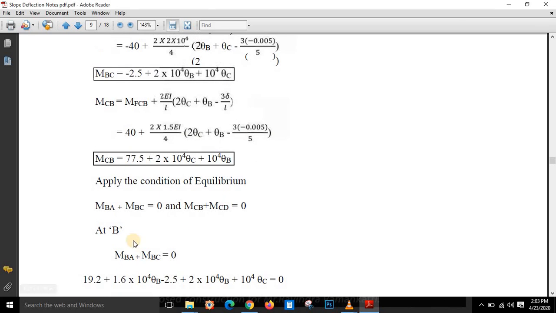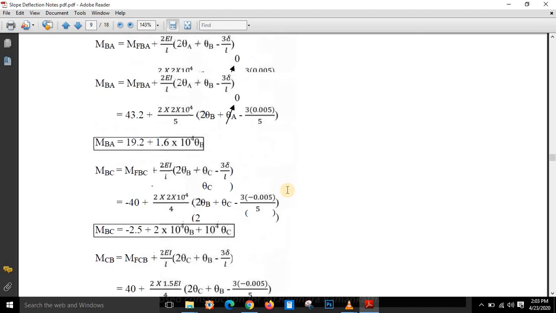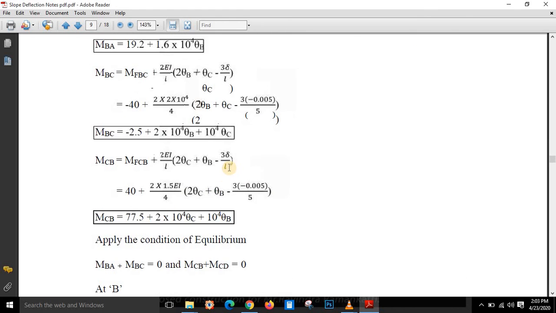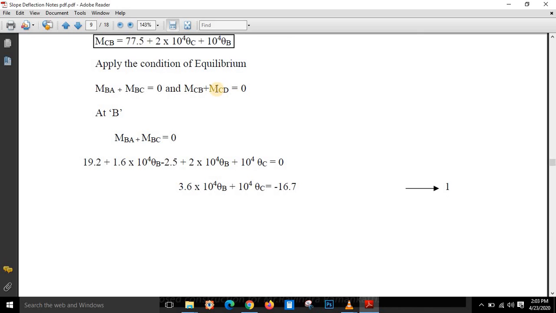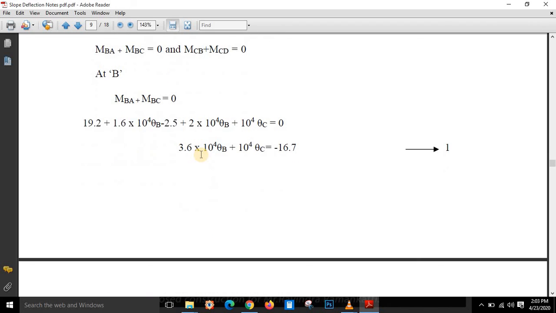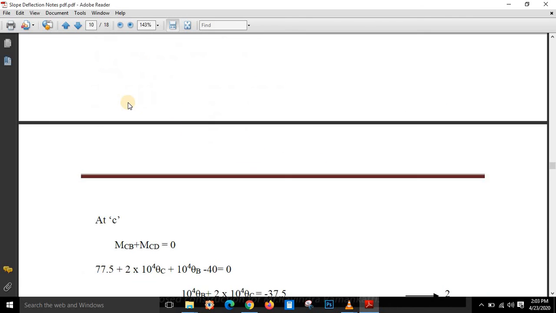Next, apply the equilibrium equations. So at joint B, the MBA and MBC both should be equal and opposite, and their sum should be equal to 0. Again, here you can see MCB plus MCD. At this joint we have considered MCB and MCD. Both the moments should be equal and opposite, and their sum should be equal to 0. So at point B, we have considered this equation and we have substituted the equations which we have got. So after substituting these equations, I am going to get the final equation like this, and this I am going to mark as equation number 1.